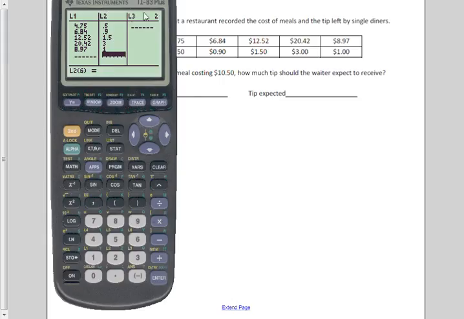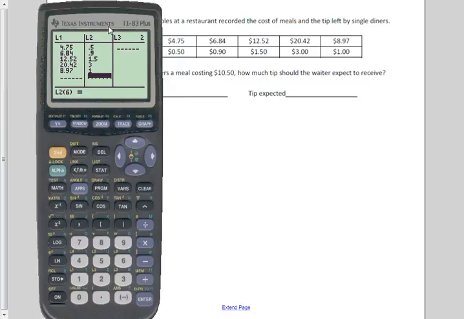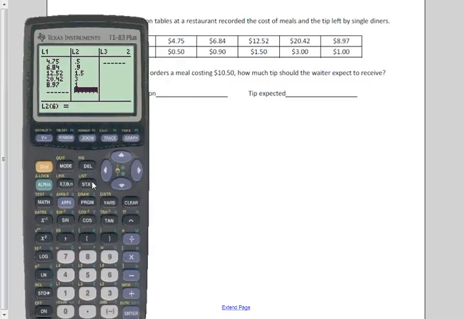Give it a once over to make sure your columns are even, and these should all match up. So 12.25 should be right across from 1.5. Okay, now that we've got that, we're going to go back to Stat, and now we're going to go to Calc.